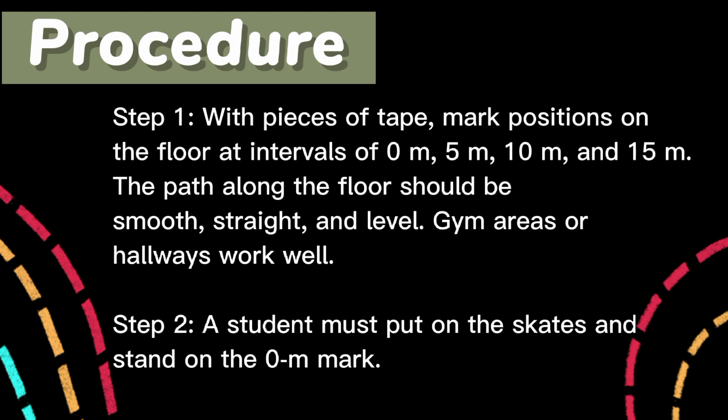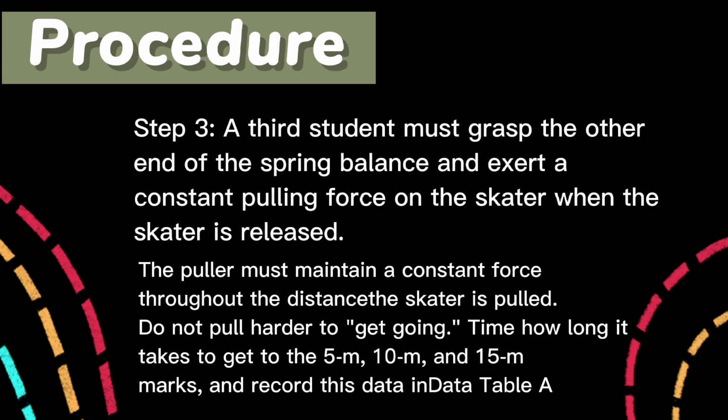Step number 2. A student must put on the skates and stand on the 0 meter mark, for which we use a swivel chair. Another student must stand behind the 0 meter mark and hold the skater. The skater holds a spring balance by its hook. Step number 3. A third student must grasp the other end of the spring balance. As an alternative to the spring balance, we use the meter stick and exert a constant pulling force on the skater when the skater is released.